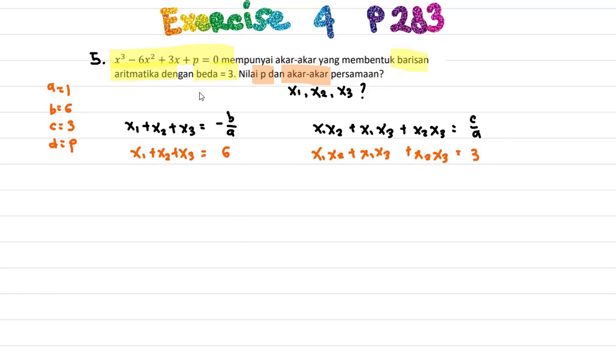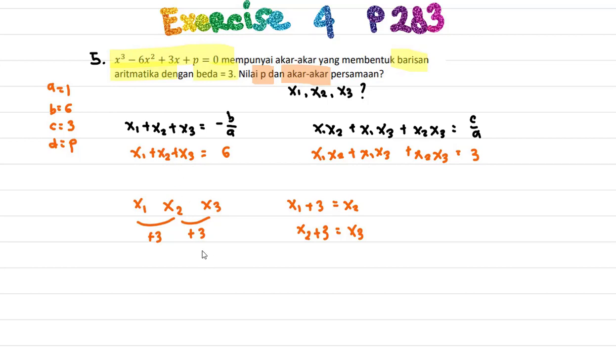Next, since the roots form an arithmetic series, from x1 to x2 the difference is 3, and from x2 to x3 the difference is also 3. So we have the relation x1 plus 3 is x2, and x2 plus 3 is x3. What next? We can substitute it into the first formula to obtain one of the roots.